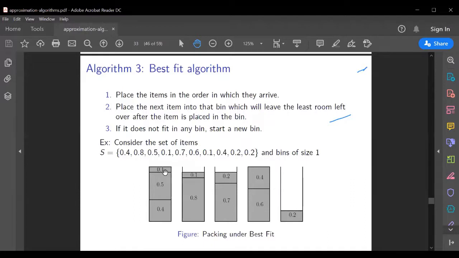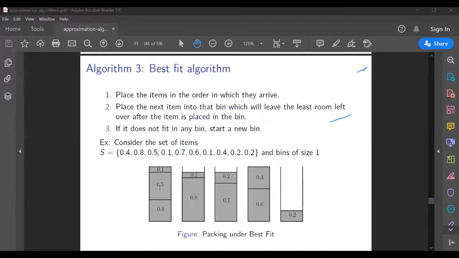So the 0.5 will be able to fit in here. Wherever you are going, you are having two bins open at a time. So here it is 0.8, here you have 0.4 only, so you can fit it here. The next one happens to be 0.1. 0.1 can be put here as well as here.